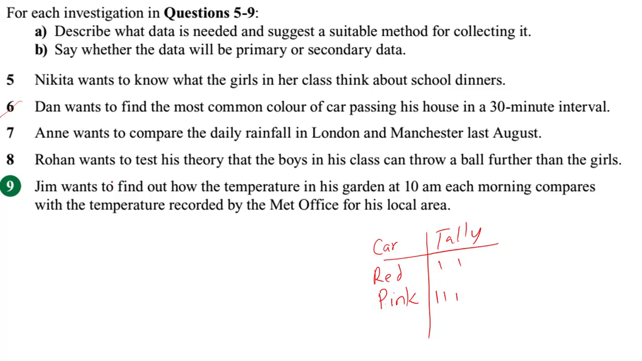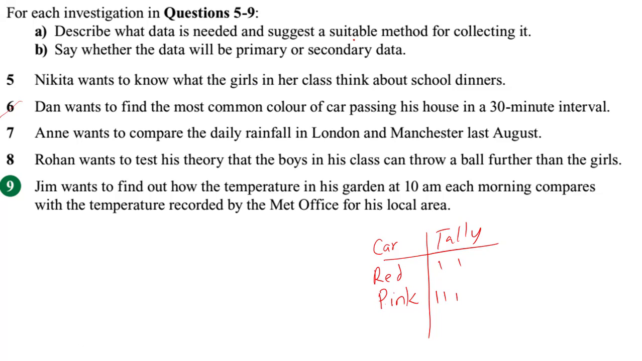Okay. Now let's go to question 8. It says question 7. Anne wants to compare the daily rainfall in London and Manchester last August. So he wants to say, okay, between London and Manchester, which city had most rainfall? So what set of data will he have here? The data will be the amount of rainfall falling in London and Manchester in the month of August. So it could be daily amount of rainfall falling in London and also in Manchester. So that's the information it's going to need.